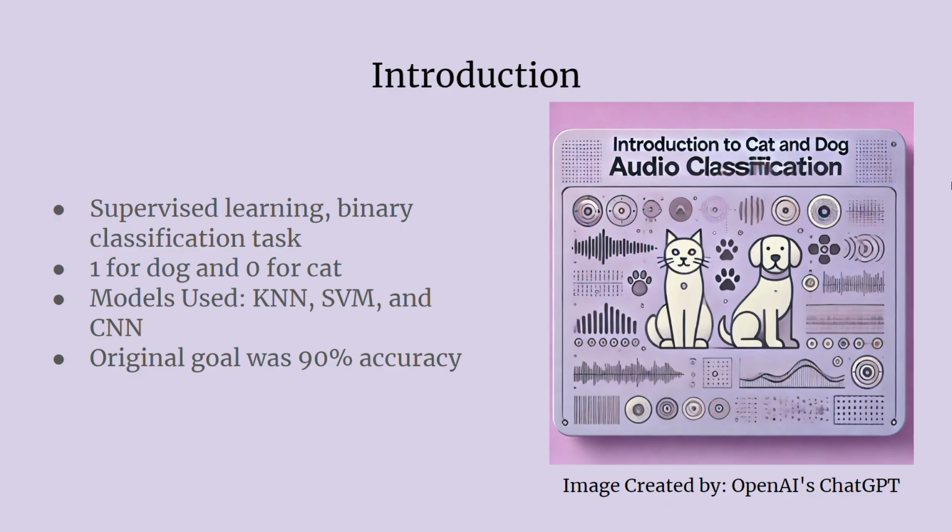Let's start off with a little bit of an introduction. This is a supervised learning binary classification task. It is binary because it is either a cat audio or a dog audio. I sort of arbitrarily chose 1 for dog audios and 0 for cat audios. I also used 3 models: the k-nearest neighbors, support vector machines, and convolutional neural network models. My original goal was to achieve an accuracy of 90% at the very least.